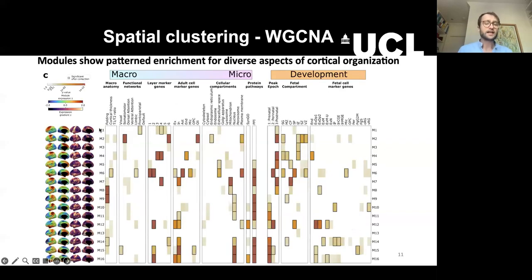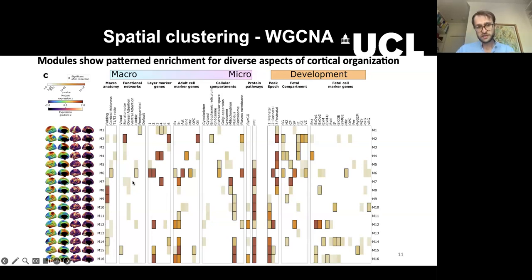So we ran a whole set of enrichment analyses looking at different types of cortical organization, from macroanatomy like cortical thickness through to functional fMRI-defined networks, and then going down through the scales, layer marker genes, cell marker genes, parts of cell compartments such as the synapse or the nucleus. And then we also looked at patterns of development. So are these genes that are co-expressed spatially in the adult highest in expression in early or late development, and also in what types of fetal cells and compartments.